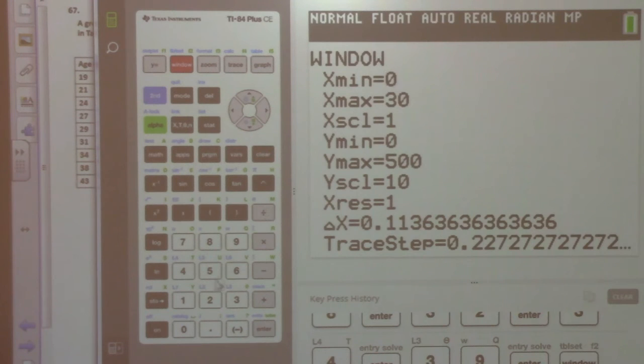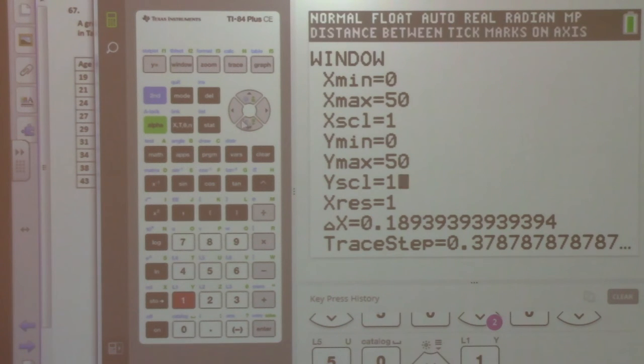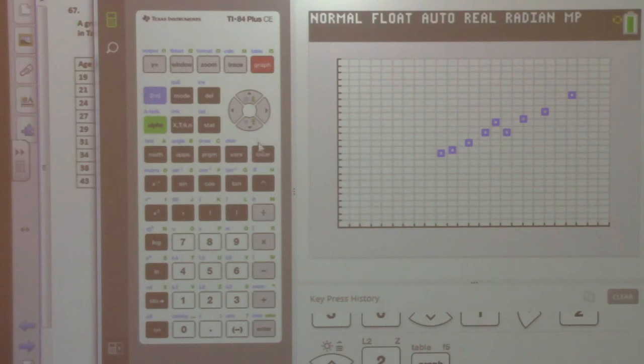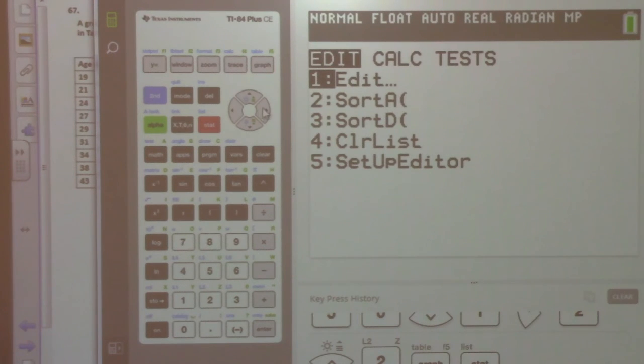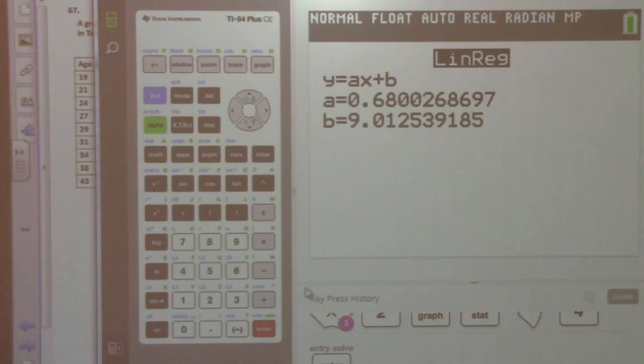If we set up our window 0 to 50, I think we can go by ones, and then here we'll go 0 to 50 too. We can go by ones, or we can go by 2 since my graph paper said 2. So that's what the graph looks like, right? And then stat, calc, 4. So we have this 0.68x plus 9.